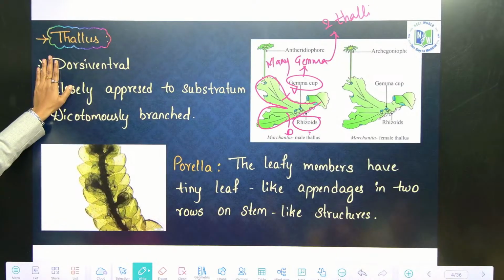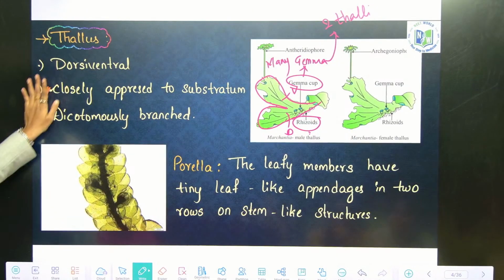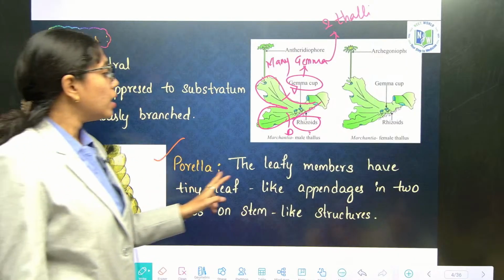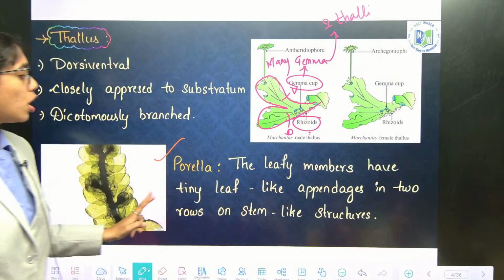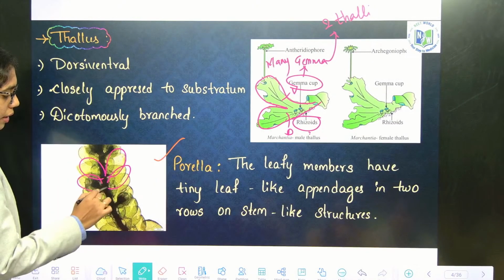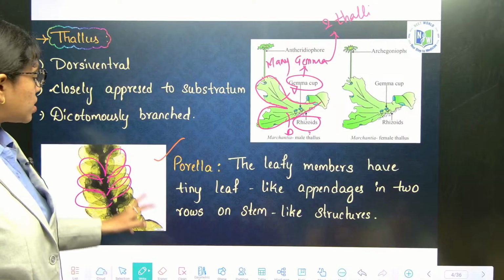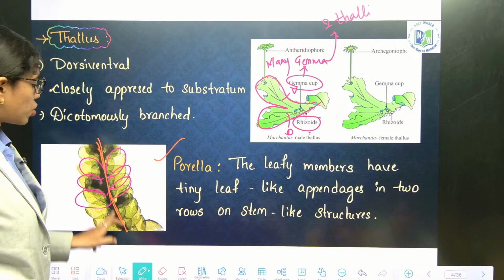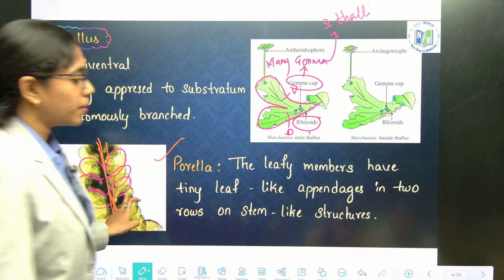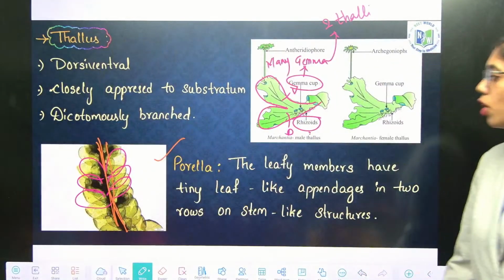Clear with the thallus? And Porella, this example, whoever is writing EAPCET, you remember. NEET students not required. These are the leafy members. This also gives tiny leaf-like appendages. Tiny leaf-like phylloids are present on the stem-like structures. This is the structural description of Porella.